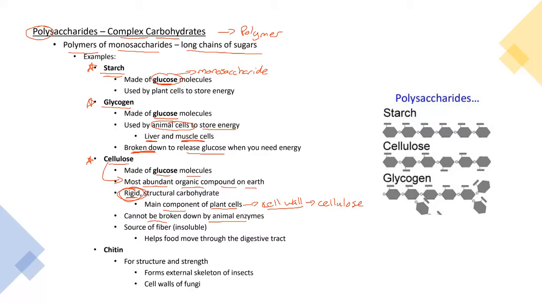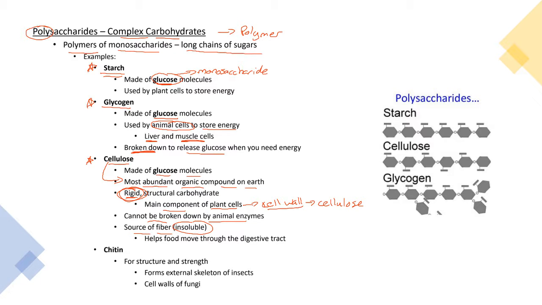In our case, we cannot break apart cellulose because it's so hard, and I'll show you in a little bit why. I'll show you the structure of cellulose, and why it's so hard to break apart. Because of that, for us, cellulose is going to be our source of fiber. It's going to be insoluble. We cannot really break it apart. It's our fiber, so it's going to help move our food down our digestive tract.